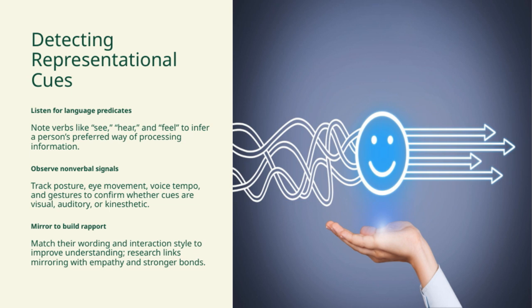For example, if someone frequently says words like see, look, or visualize, they likely prefer visual processing. If they use terms like hear, listen, or sounds, they might be more auditory. And if they talk about feeling, touch, or experience, they probably lean kinesthetic. Listening carefully for these language predicates helps us understand their preferred way of processing information. By doing so, we can tailor our communication, making it more effective and relatable.